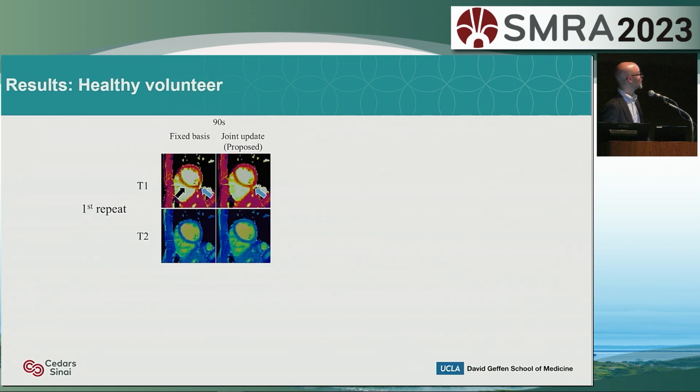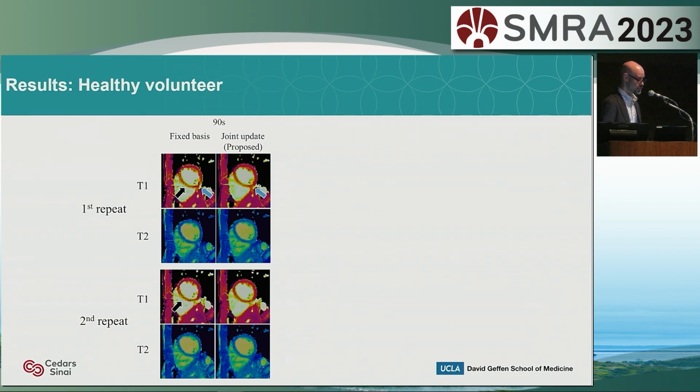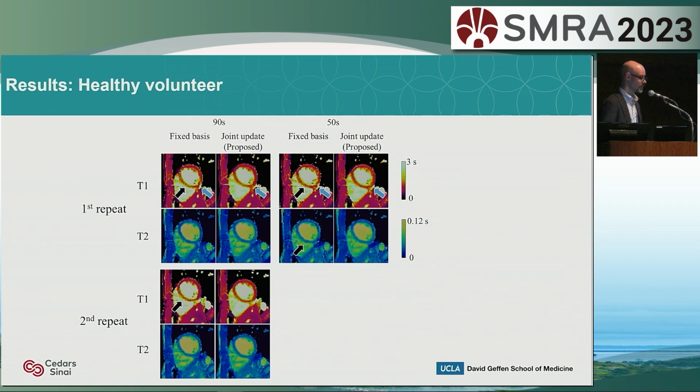So here's an example. I don't know if you can appreciate it on the screen, but essentially for T1 and T2, you can see that there's an improvement in SNR. And this is true in the second repeat as well. And then when we shorten the scan time, we see essentially the same thing.